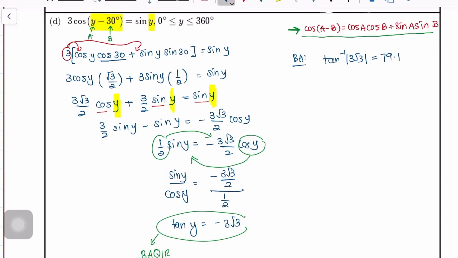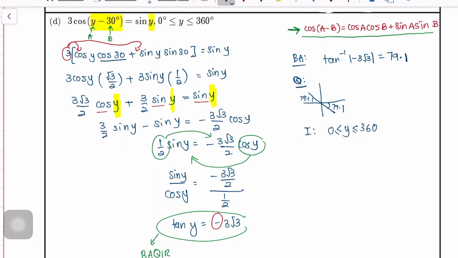Negatif tu jangan masukkan, itu sebab kalau kita nak tulis negatif, kita kena letak modulus dia. Okay, saya tulis betul-betul. So, modulus negative 3 root 3, tu 79.1. Then quadrant, kita check. Tangent negatif, so quadrant apa? Second quadrant, so 79.1, and fourth quadrant, 79.1. Then interval, kita tengok soalan bagi y between 0 and 360.